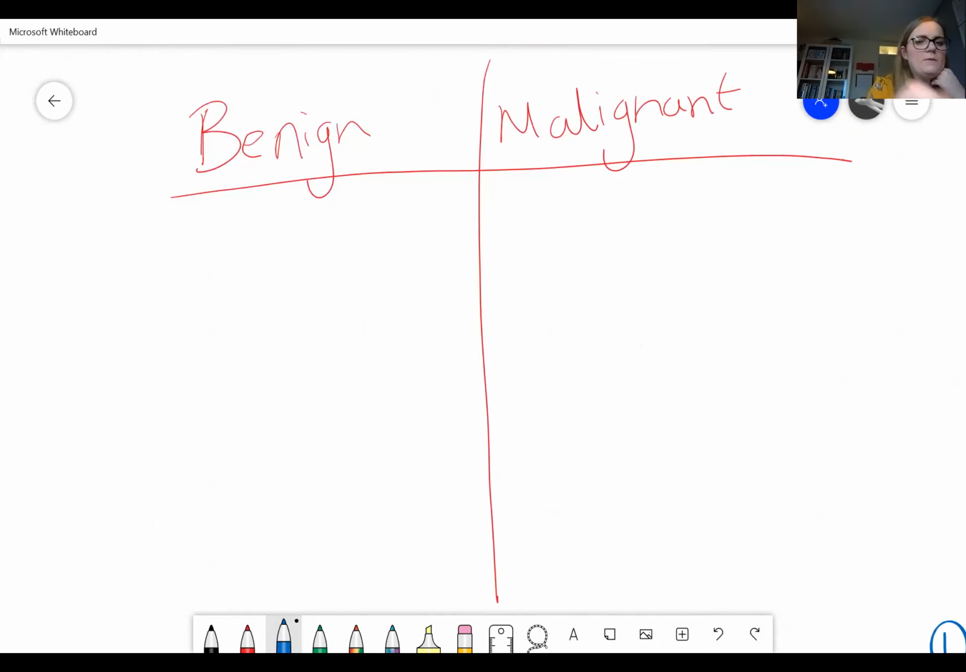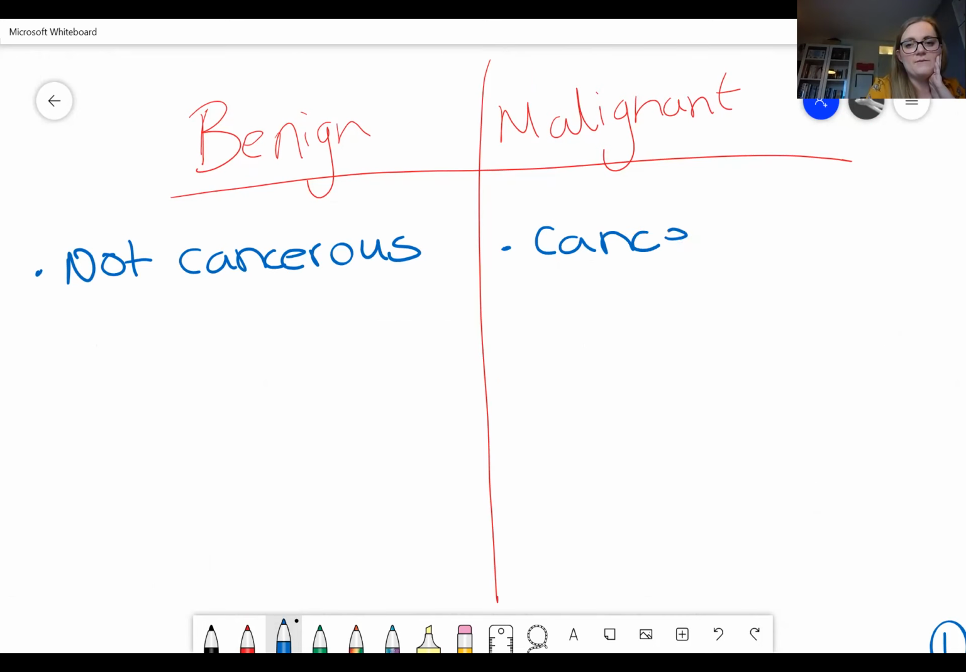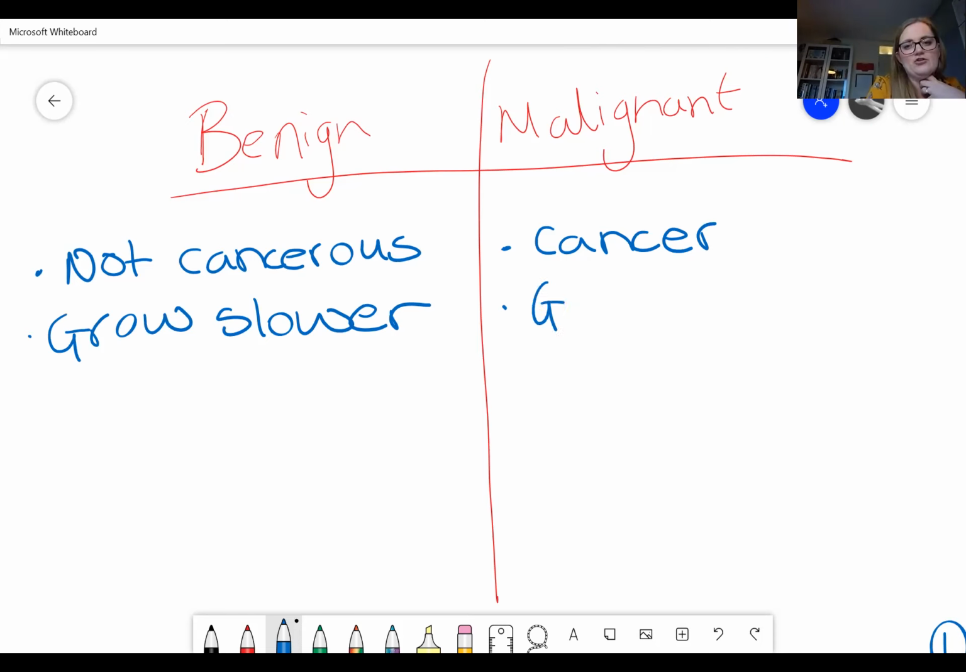So what are the differences? Well, the main difference between benign and malignant is a benign tumour is not cancerous. That is our main initial difference, whereas malignant ones we class as being actually a cancer. So that's our main difference. Benign grows slower than malignant. So by growing slower, I'm comparing it to the malignant, and our malignant grow rapidly, and they also invade and destroy surrounding tissue.